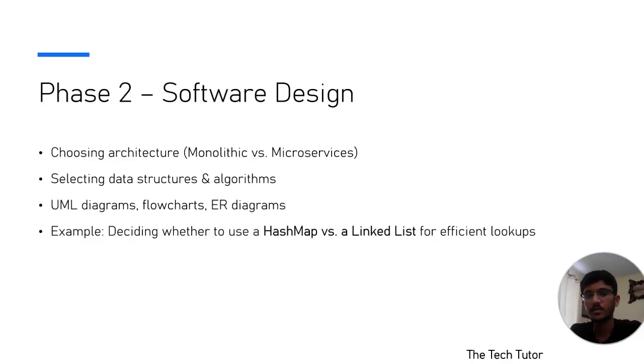Okay? Now coming to the software design. Once we have the requirements, the next step is designing the software structure. This includes choosing the right architecture, for example, monolithic versus microservices, selecting appropriate algorithms and data structures, and creating visual representations like UML diagrams and flowcharts. For example, in our food tracking app, if we need fast lookups of previously logged meals, we could use a hash. We have some options. Should we use a hash map or a linked list? These decisions will really impact the performance of our application.